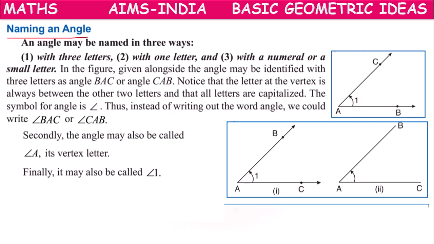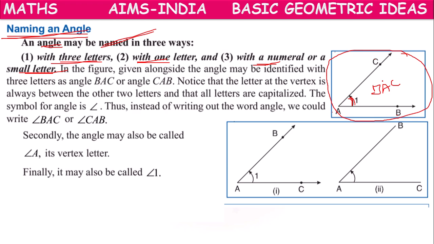Okay, children. Next, naming an angle. An angle may be named in three ways: with 3 letters, with a numeral, or with a small letter. So here we have this diagram, this picture. We can name this angle as BAC.